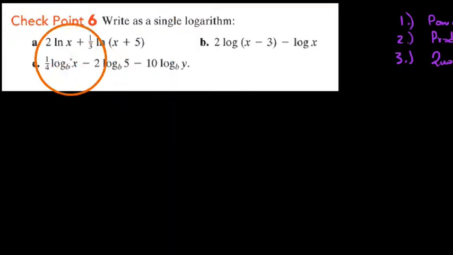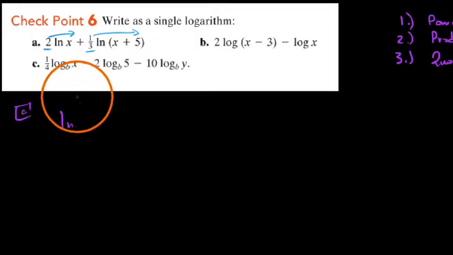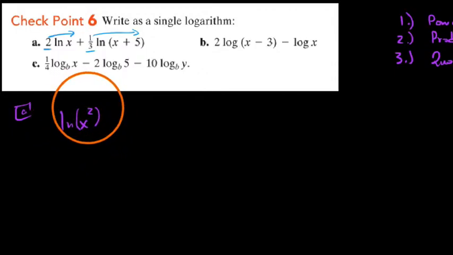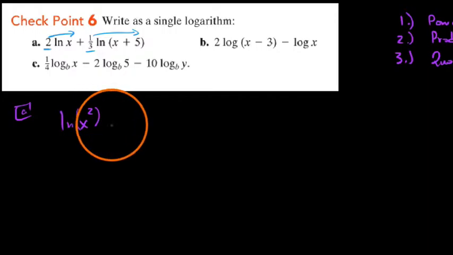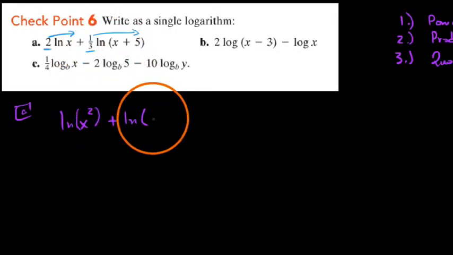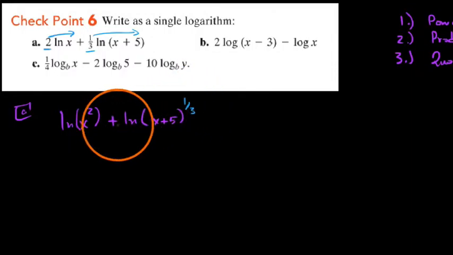So when we look at letter A here, we have 2 ln x plus 1/3 ln (x plus 5). What I notice is that these powers are out front. When we put those back, 2 ln x is the same thing as ln of x squared, and we've really taken that power that we pulled out front and put it back. Same thing here, we're going to put this power back on, so we get ln of (x plus 5), all being raised to the 1/3 power.